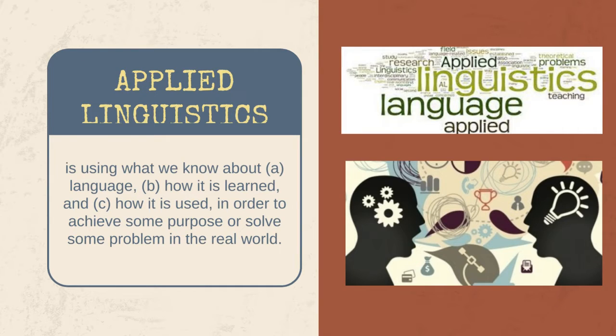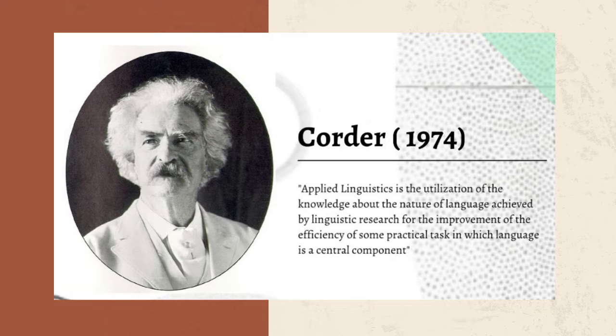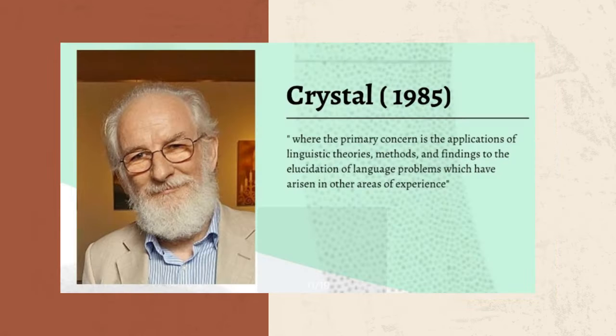So applied linguistics is using what we know about language, how it is learned, and how it is used in order to achieve some purpose or solve some problem in the real world. According to Corder, applied linguistics is the utilization of the knowledge about the nature of language achieved by linguistic research for the improvement of the efficiency of some practical task in which language is a central component.